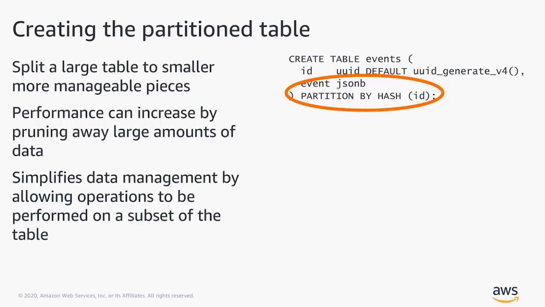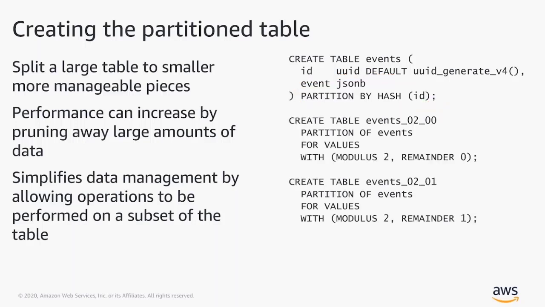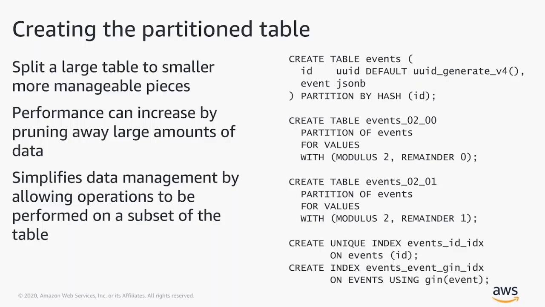Now, we'll start with 2 simple hash partitions. Then we'll create 2 indexes. One is a unique index on the UUID, and the other is a GIN index, a specialized index type in Postgres, which allows us to index the entire JSON document. So we'll be able to quickly search on any element inside all the documents.